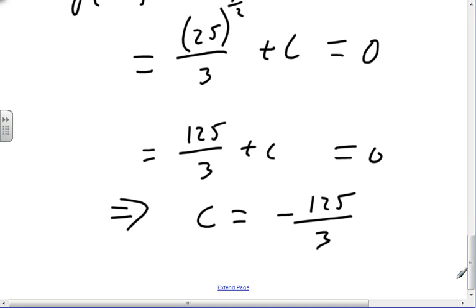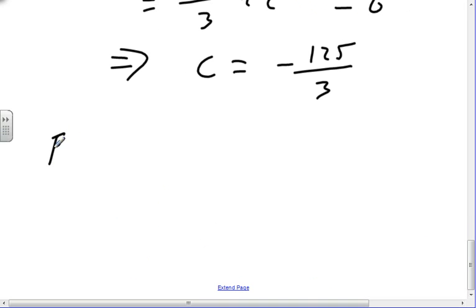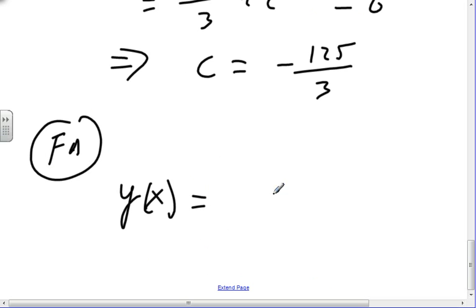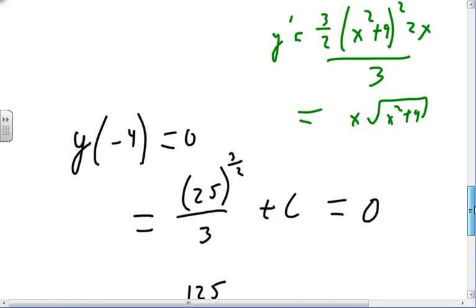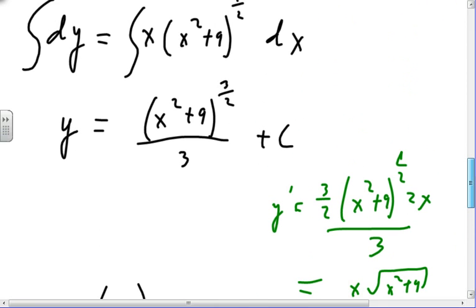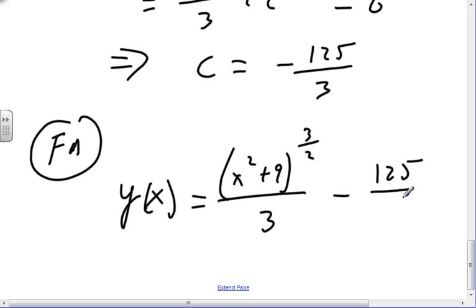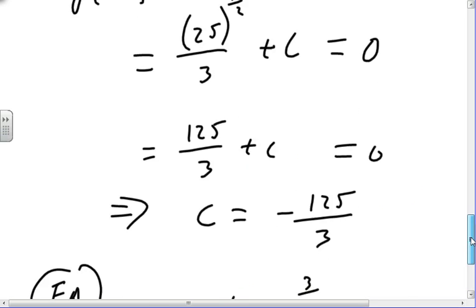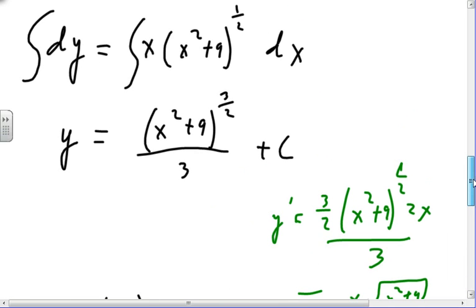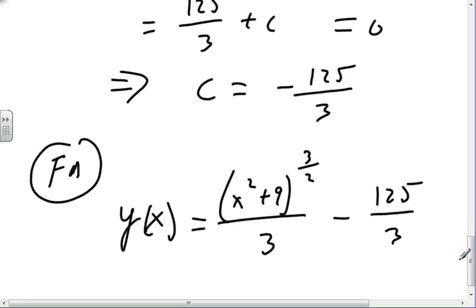So now I'm ready to write my final answer. Final answer: y of x equals, anybody remember? x squared plus 9 to the 3/2 divided by 3 minus 125 over 3. Okay, good enough? All right, that was 6, skipping 8, going to 9.